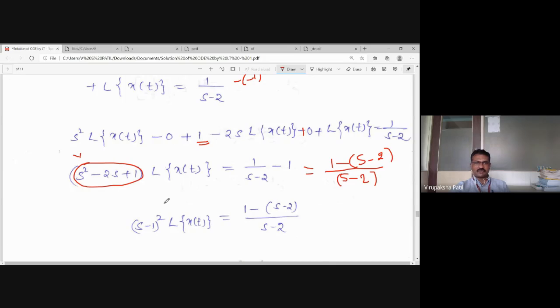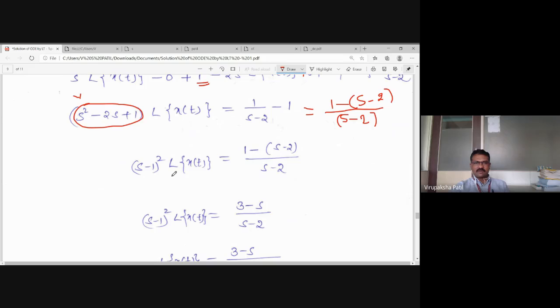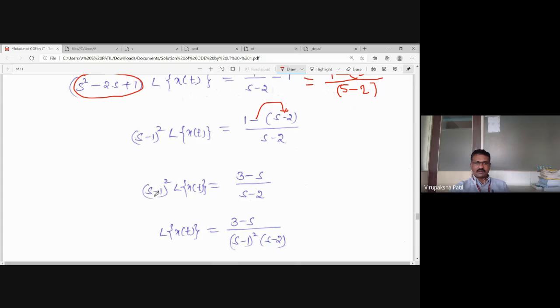Make it as one term, so that when you take this term to this side, it becomes easy for you. If you simplify this, take the minus sign inside, you will get minus s plus 2, and 2 plus 1 is 3, so you get 3 minus s, or you can write it as minus s plus 3, no issues. Then s minus 1 whole square into L of x of t is equal to 3 minus s divided by s minus 2. Now taking this term to this side, what happens?